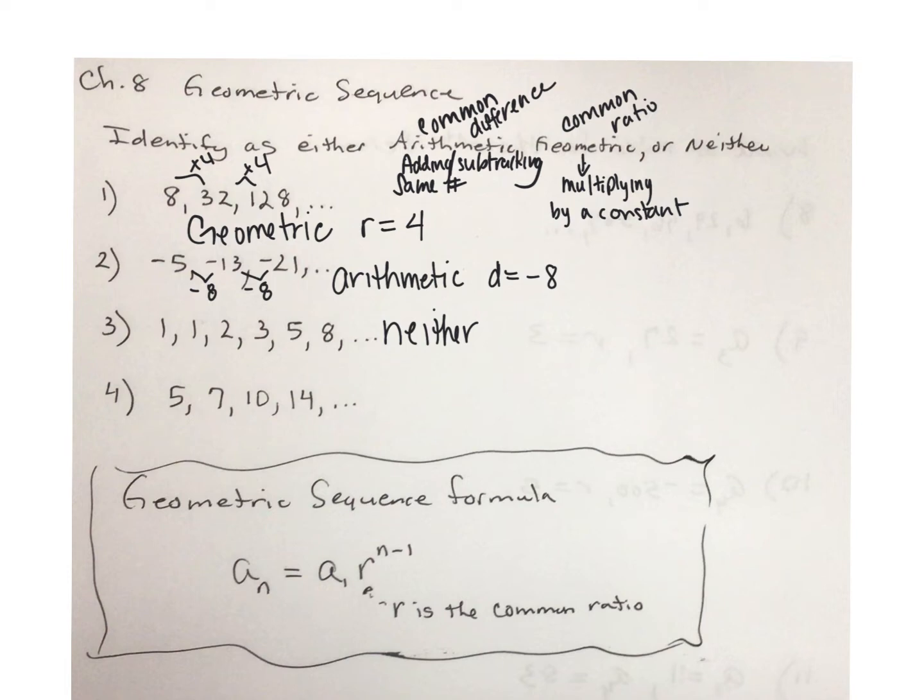And what about number 4? Adding 2, and then adding 3, and then adding 4. That is neither. Okay. So it has to be consistent all the way through.